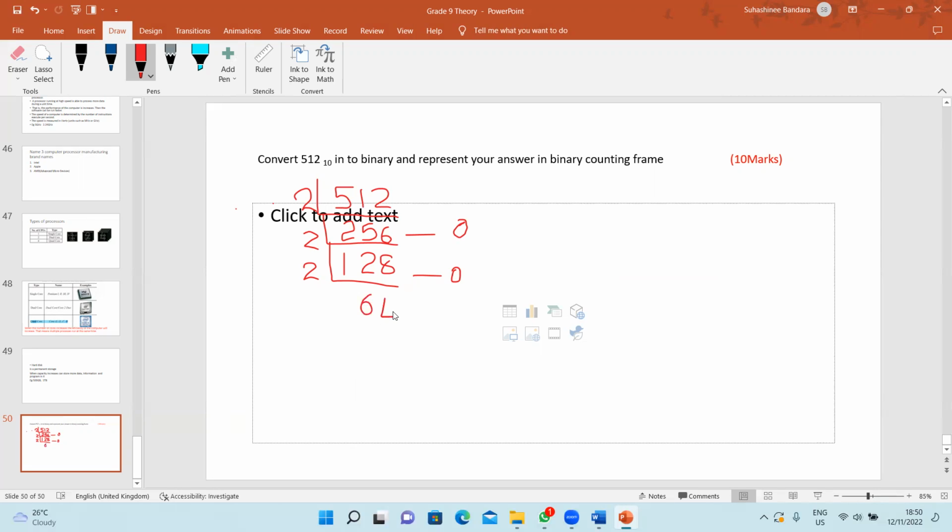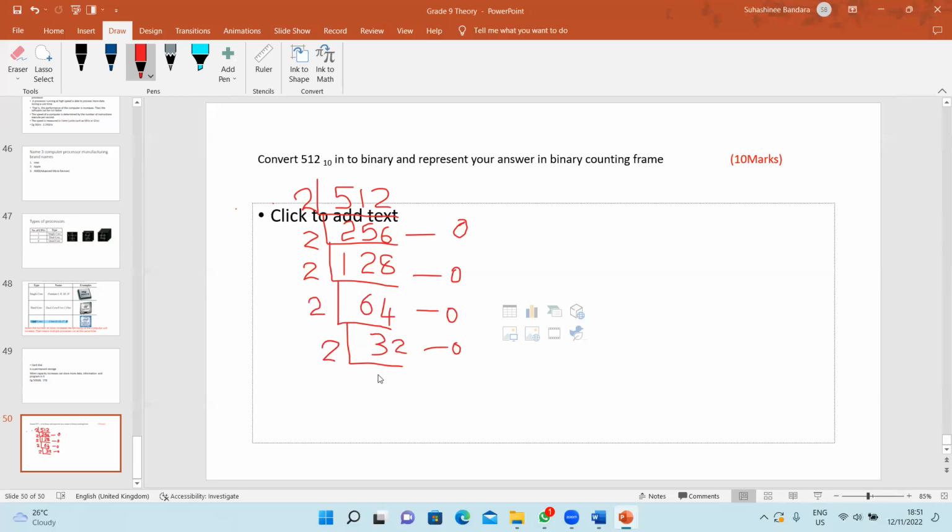64. Okay, so 64 divided by 2. Andrew, what is the answer? 32. Yes, 32, and no remainders. Then 32 divided by 2. So Chantula is silent.